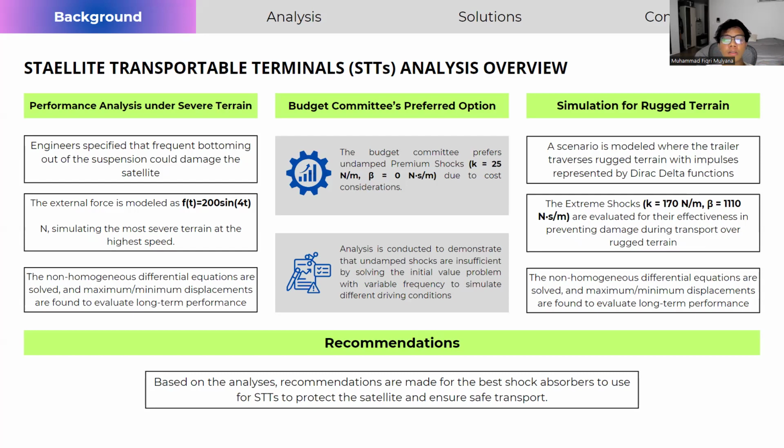Also, the next one is the simulation for rugged terrain. A scenario is modeled where the trailer traverses rugged terrain with impulses represented by the Dirac delta function, and the axiom shock has k equal to 170 Newton per meter and beta equal to 1110 Newton second per meter. The axiom shock is evaluated for its effectiveness in preventing damage during transport over rugged terrain. The non-homogeneous differential equation is solved and the maximum and minimum displacements are found to evaluate the long-term performance.